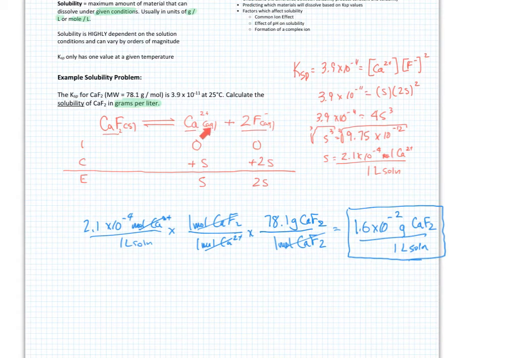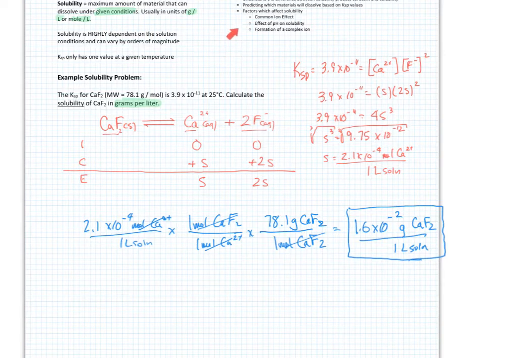Okay, so the solubility problem is quite straightforward. It's an ICE table. We're given KSP. We start with 0 of each of these. We add S, that's the amount that's dissolved. Remember 2S, that's based on the stoichiometry. And then we've got to remember to carry that through when we write out the KSP expression. Pretty straightforward based on our prior knowledge of equilibrium problems.